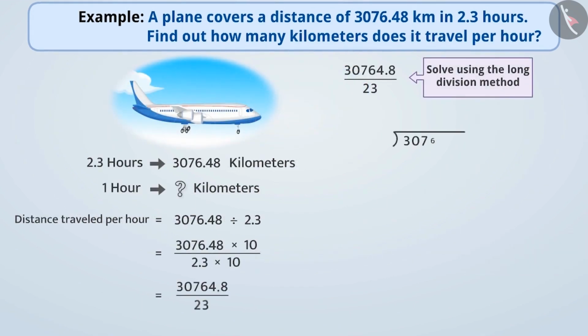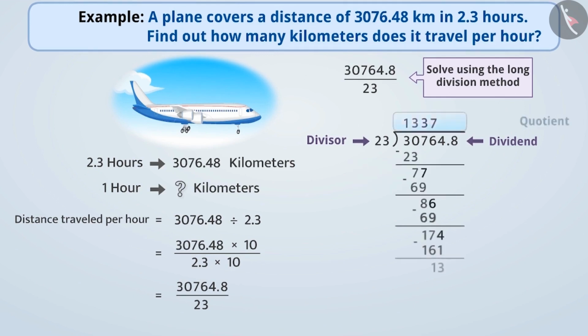Here, 30,764.8 is the dividend and 23 is the divisor. To divide, we first check whether the whole part of the dividend is smaller or larger than the divisor. Here, 30,764 is greater than 23, so we can divide it. By dividing the whole part, we now get the whole part of the quotient, 1,337, and the remainder as 13.